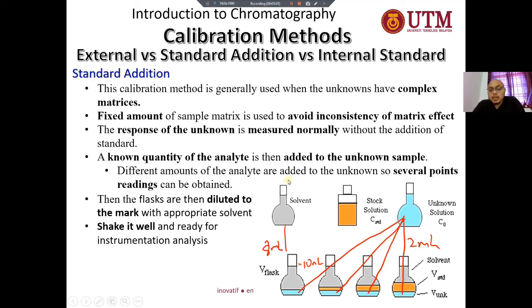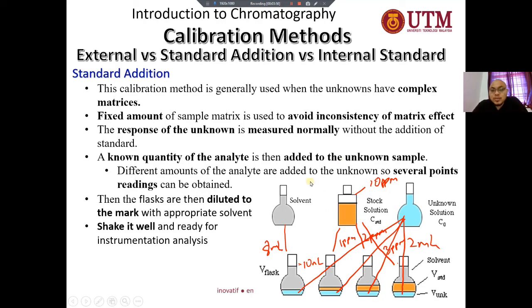Then a known quantity of the analyte is added to the unknown sample. Different amounts of analyte are added to the unknown, so several point readings can be obtained. So we need to add to several flasks to make the calibration points, with a known quantity of the analyte. For example, let's say the stock solution is 10 ppm. We want to add 1 ppm here, 2 ppm here, and 3 ppm here.